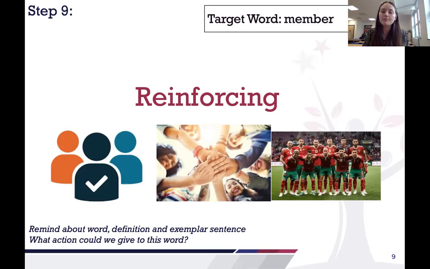And can you put the word member in a sentence? Fantastic, well done. So you might have said, Jenny was a member of the gymnastics club, or you may have come up with your own super sentence. Well done, everybody.